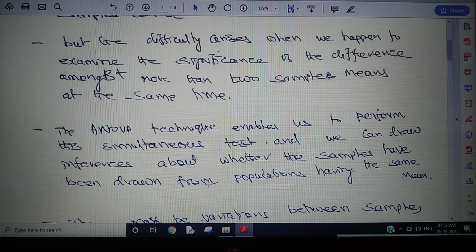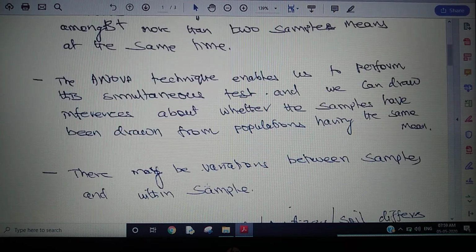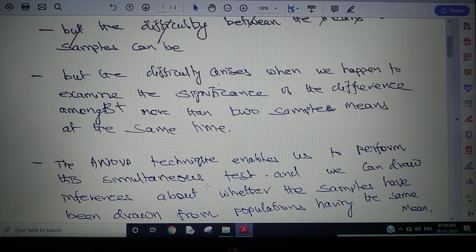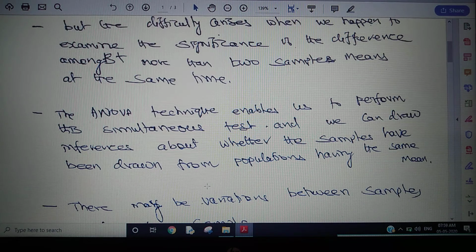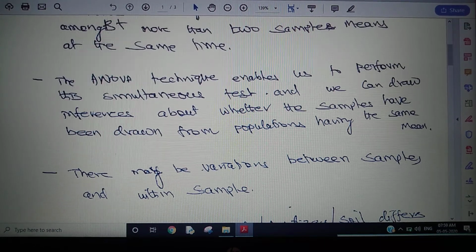The ANOVA technique enables us to perform simultaneous tests, and we can draw inference about whether the samples have been drawn from populations having the same mean. That is, whether all the 3 groups of data have the same characteristics or not. It is also possible by the earlier method: first we compare group A with group B, then group A with group C, and again B with C, and come to a conclusion. But here it is not like that. We can directly compare all the 3 groups.